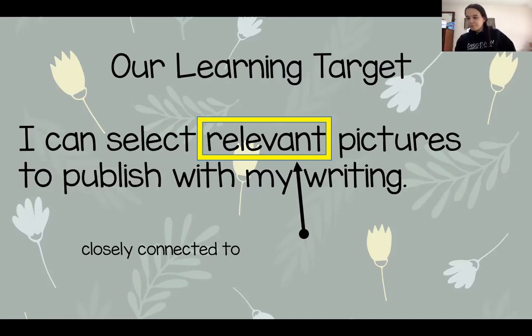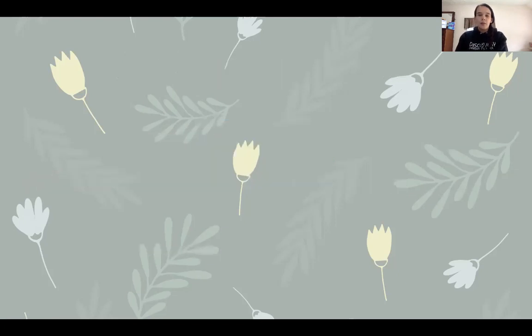So we need to make sure that we are selecting relevant pictures that go with each step of our how-to writing, okay? All right, so before we get started, friends, when we read books in school and at home, we use the pictures a lot, right? We look at the pictures to know what's going on, to figure out the meaning, what the words say, and we really just enjoy looking at the pictures.